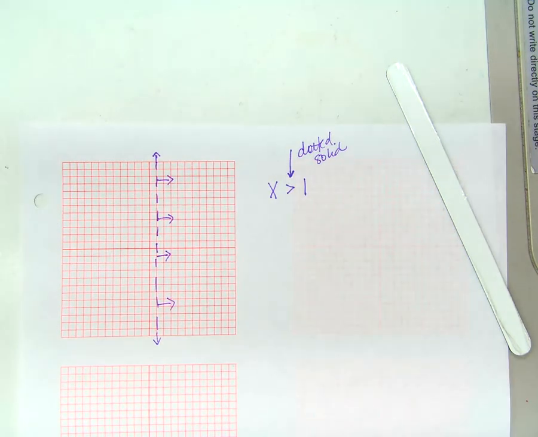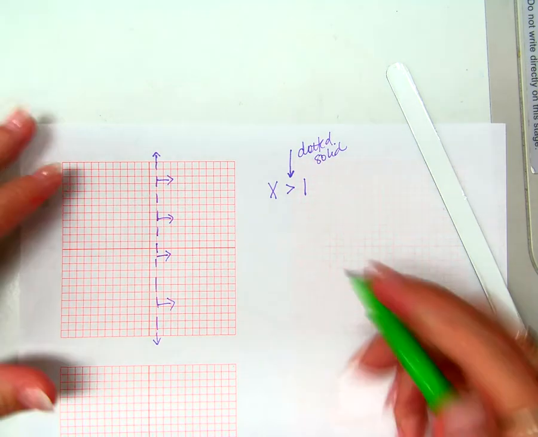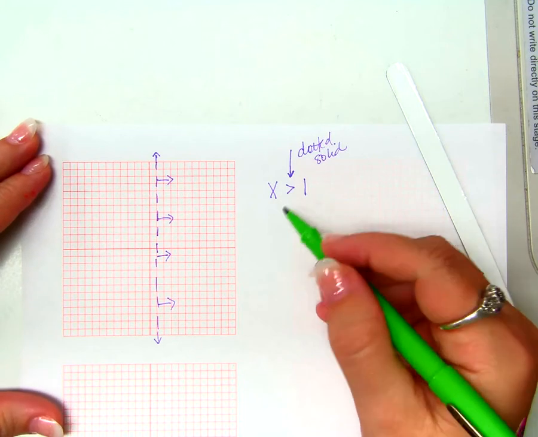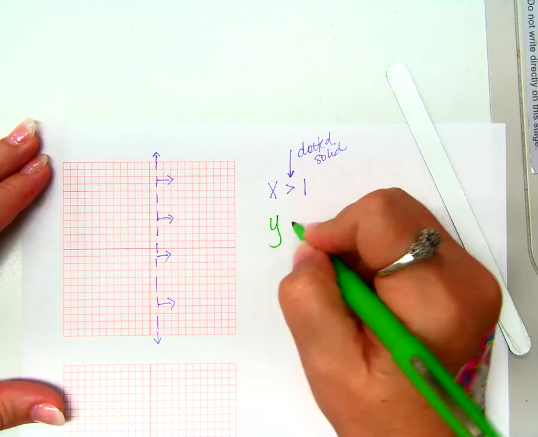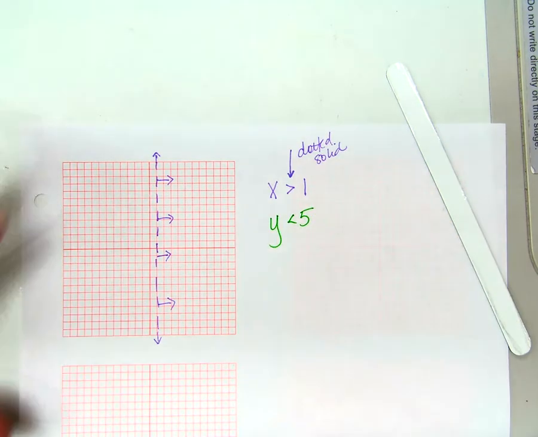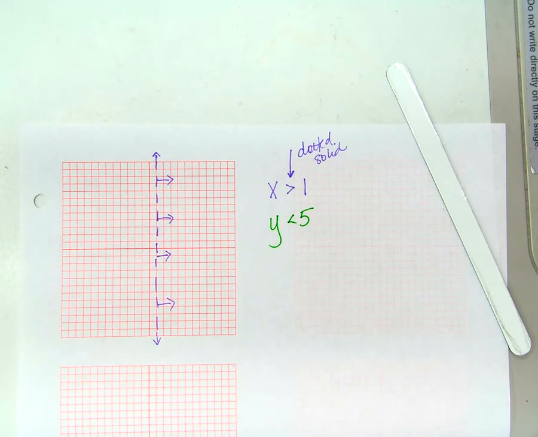I'm not actually going to shade, because once we get 3 lines on here, which is what we're going to end up with, 3 or 4, there's going to be tons of places that are shaded, and I may lose where my answer is. I don't want to lose that. So for right now, I'm just going to tell myself where my answer is. Does that make sense? Okay. So what happens then if I add another inequality to my system? What if I say y is less than 5? How do I graph that inequality?